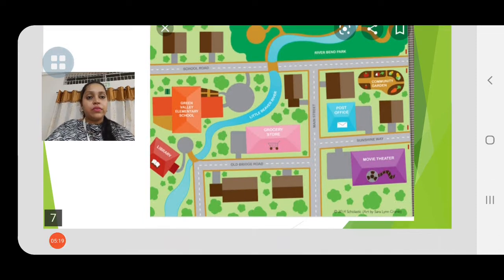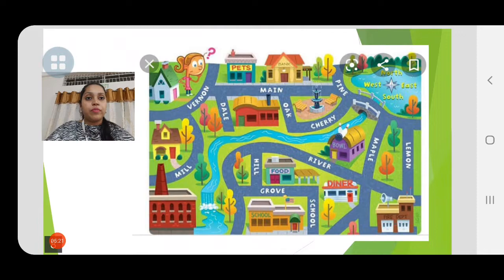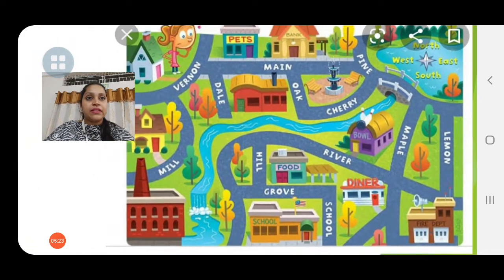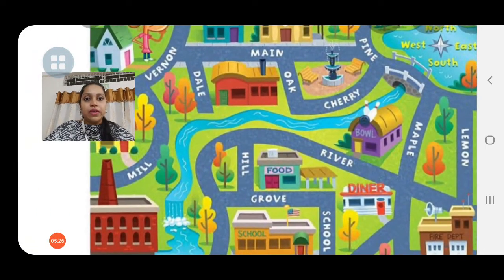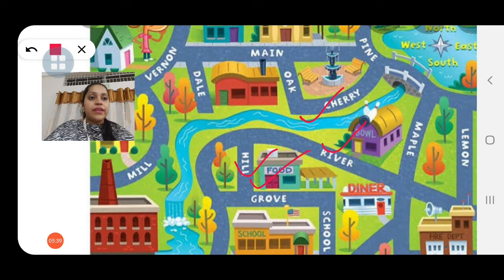I would like to show you one more map. So children, you can see here one more map I am showing you, and so many details are given in this small map. Okay, the names of the streets are there, then where you can find food. Okay children, then where is the fire department, where is the school, everything is shown. Where is the bridge, where is the fountain, everything of the small neighborhood area is shown in a detailed way.